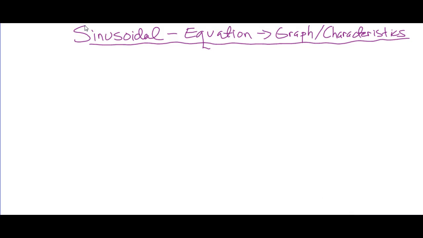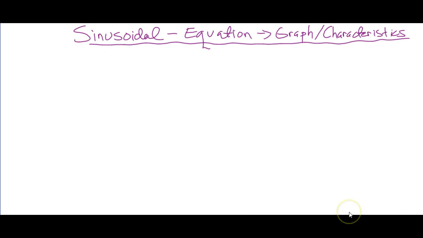Sinusoidal equations. This time we're going from the equation to either the graph or the characteristics, right? Either one. So given the equation, we should be able to write down the characteristics of the sinusoidal, or draw the graph if we need to.